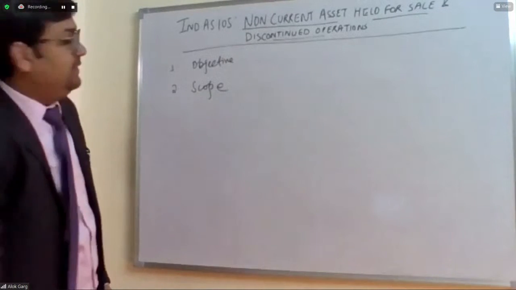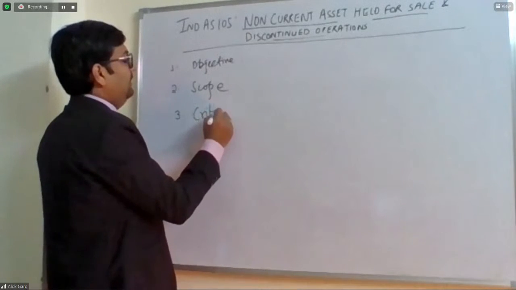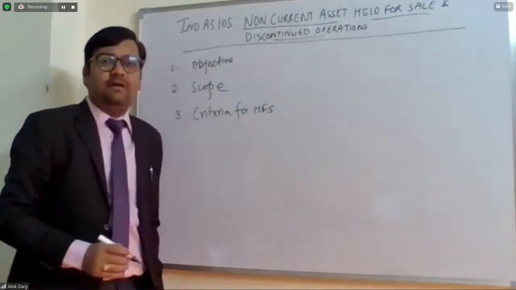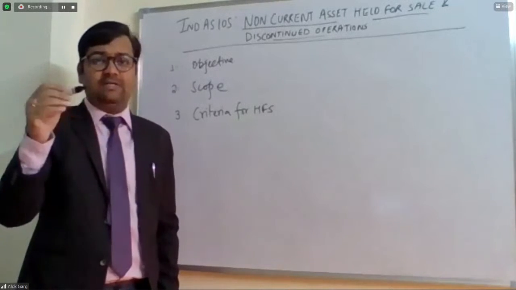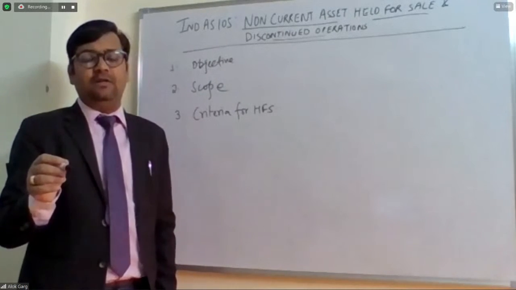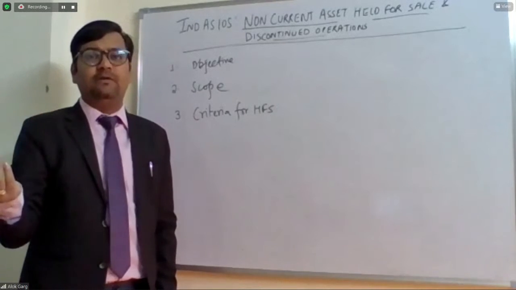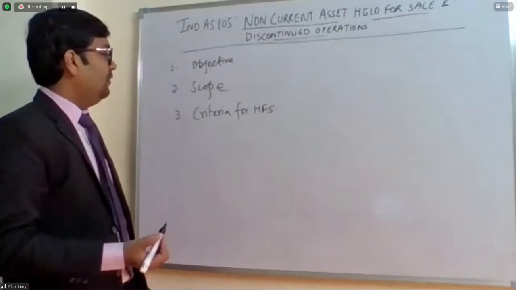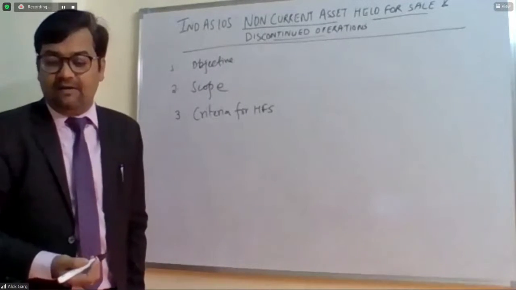Then we will discuss the criteria, the most important part, the criteria for held for sale. I hope the earlier chart which I described on the whiteboard, you must have written that example down. A non-current asset, example is a building. Disposal group, example is a factory. Discontinued operation, example is curtailment of a major line of product, or the business in a particular geography or location. So we'll discuss the criteria for classification of an asset as held for sale.